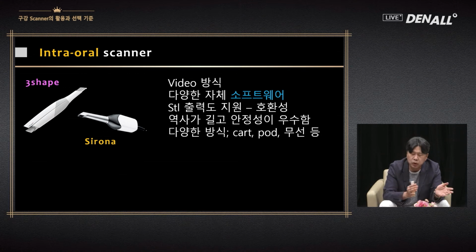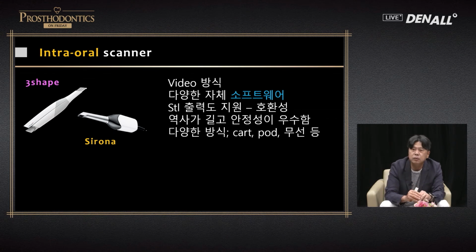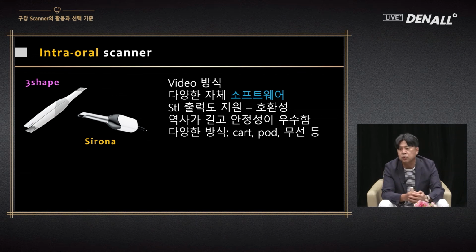3Shape and Sirona are traditional strong players with decades of history of producing intraoral scanners, and they can be in one group of companies. Picture type is no longer used, and they use video type. The companies have a long history, so they have their own software, which is important. In the past, they used proprietary software that works only for the company scanners, but they changed the proprietary to open type software around 2015, and they generate the output in STL format for higher compatibility.